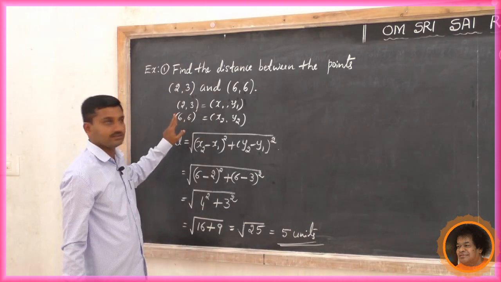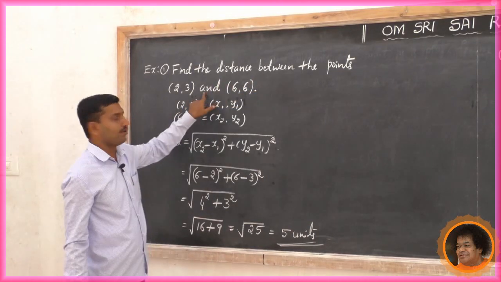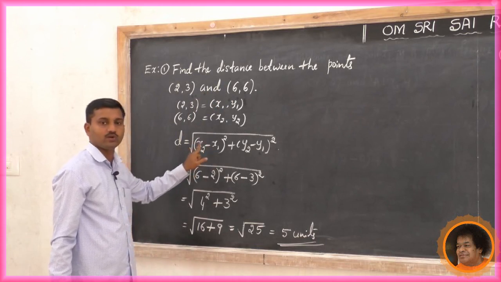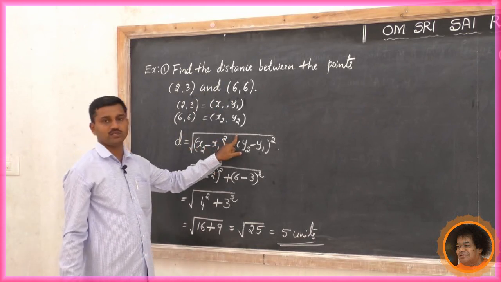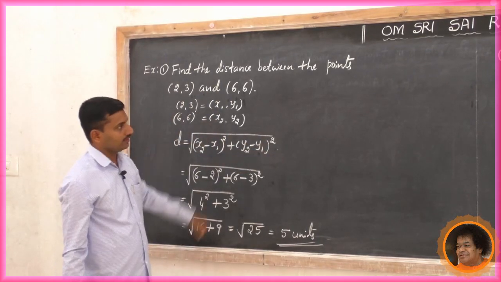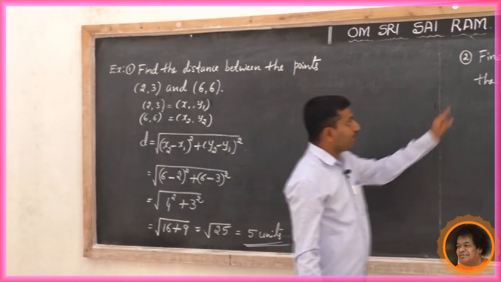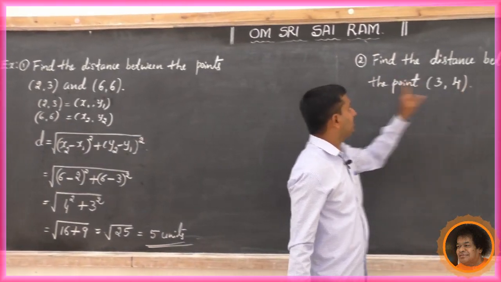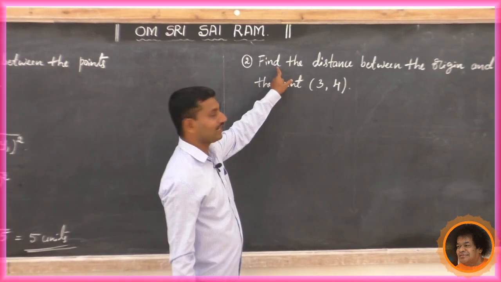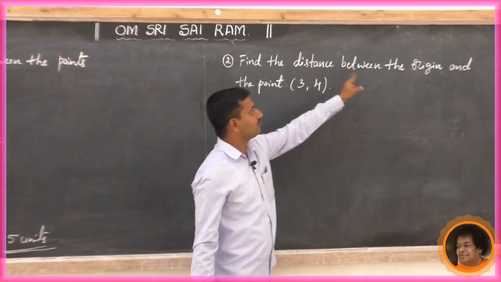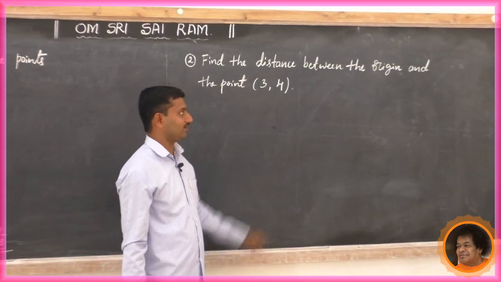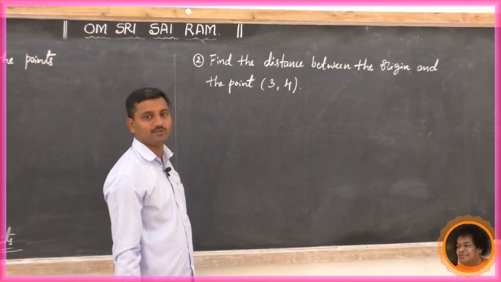I think it is clear. So find the distance between the points by using the formula. The distance formula, d is equal to square root of (x2 minus x1) whole square plus (y2 minus y1) whole square. Move on to the next question. Find the distance between the origin and the point (3, 4). Look at the question. Find the distance between the origin, coordinates of the origin (0, 0), and the point (3, 4).